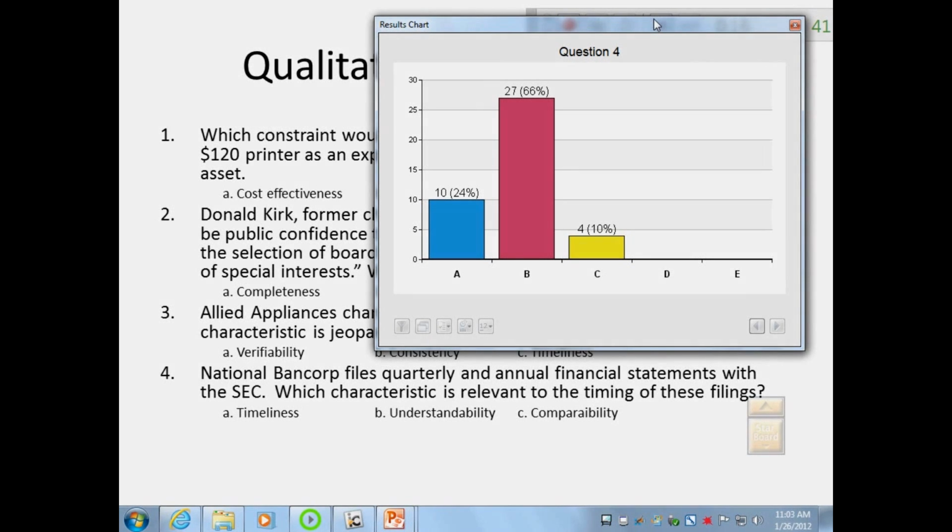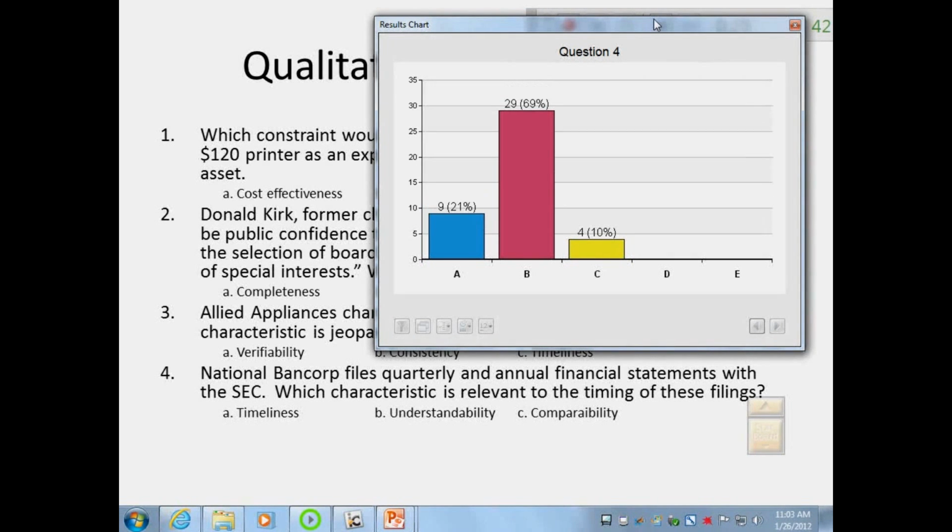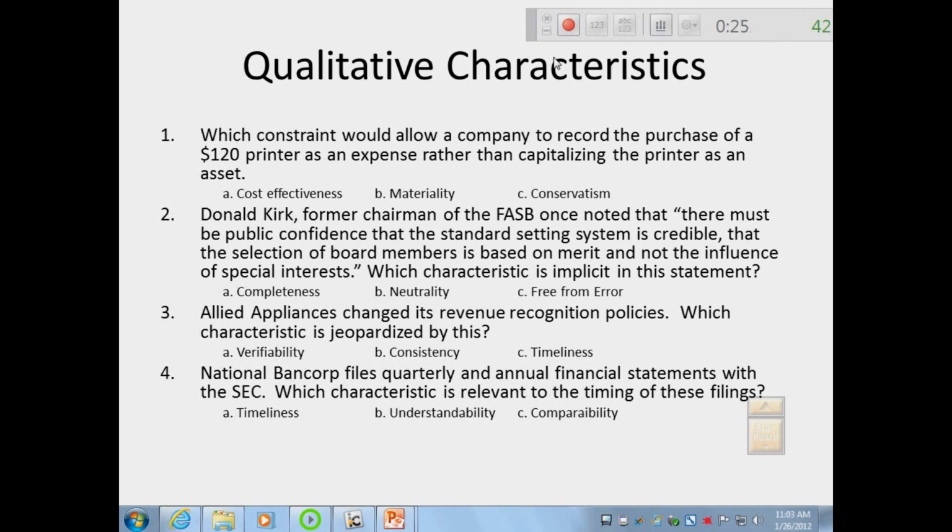So most people correctly thought that the answer was materiality, which is basically we are saying that if the only printer this company buys is $120, and this is a big company, recording it as an expense immediately will not materially affect decision making. You're not going to buy this company just because it has an extra $120 printer as one of its assets, nor are you going to get rid of this company just because this year its expenses were $120, because the argument would be this is too immaterial to actually make a difference in decision making. So we don't bother with it.